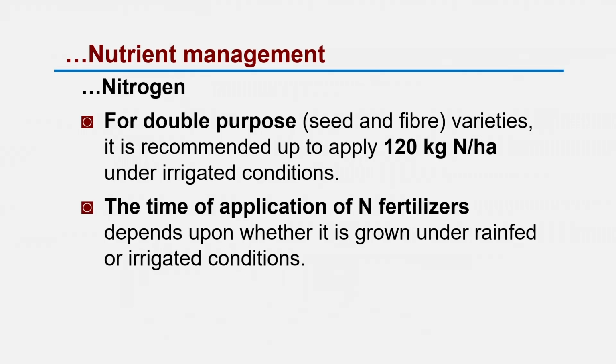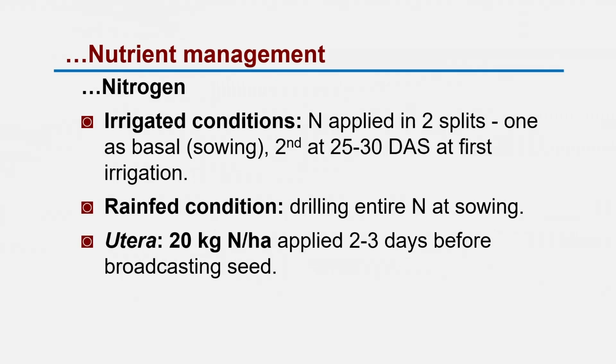The time of application of nitrogen fertilizer depends upon whether it is grown under rain-fed or irrigated conditions. In irrigated conditions, we can go for split application. So, you can see here nitrogen applied in two splits under irrigated conditions, one as basal at the time of sowing and the second split of nitrogen at 25 to 30 days after sowing. If we split the nitrogen doses under irrigated conditions, the nitrogen use efficiency increases. But in case of rain-fed conditions, we need to apply the whole quantity of nitrogen at the time of sowing, as basal application. In utera cultivation, 20 kg nitrogen per hectare is applied 2 to 3 days before broadcasting the seed.